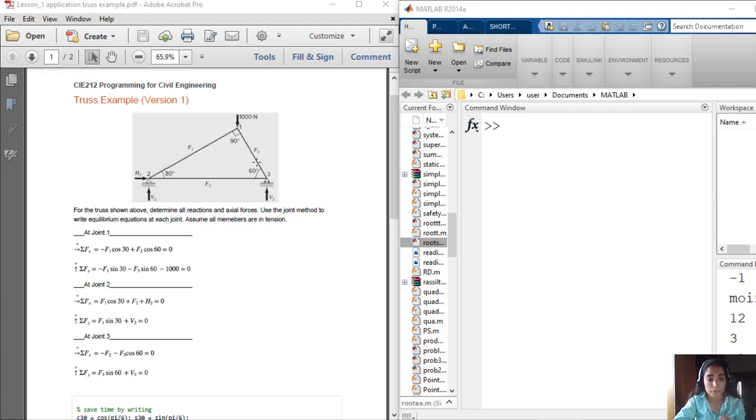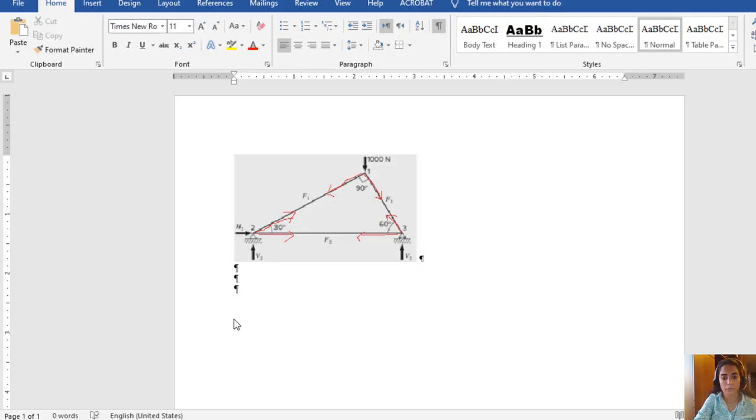So basically, guys, what I'm gonna do, I'm gonna put the equations governing this truss and make the projections on X and Y using the joint method. And then, guys, I'm gonna solve this problem using MATLAB. Okay, so guys, this is a schematic of the truss. I'm gonna call this internal force F1, this internal force F3, and this internal force F2.